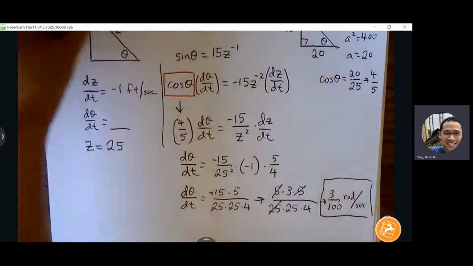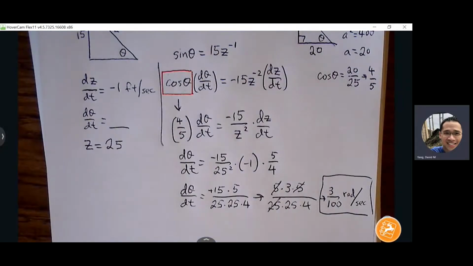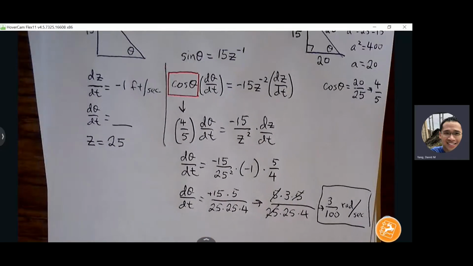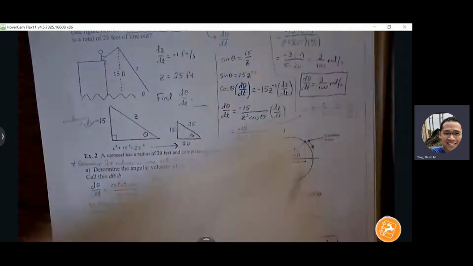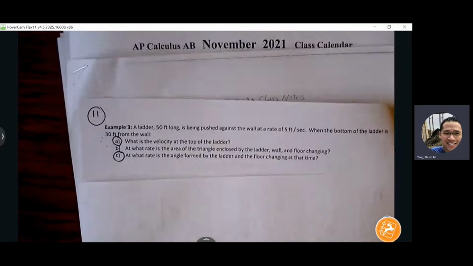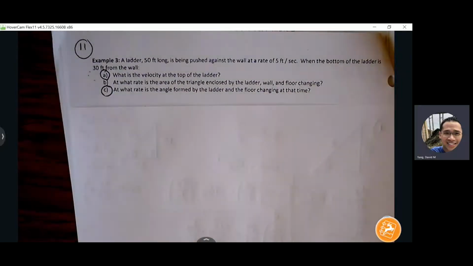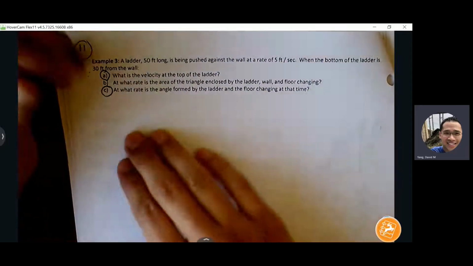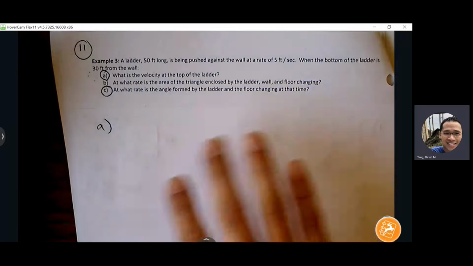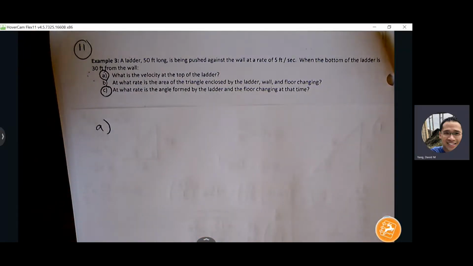Okay. All right, so back page. Page 11, number 3. We'll just do parts A and C. Okay, does anybody still need this? Okay, so part A should feel familiar. This is the most commonly worked problem for us, these ladder problems here. A 50 foot long ladder is being pushed against the wall at a rate of 5 feet per second.